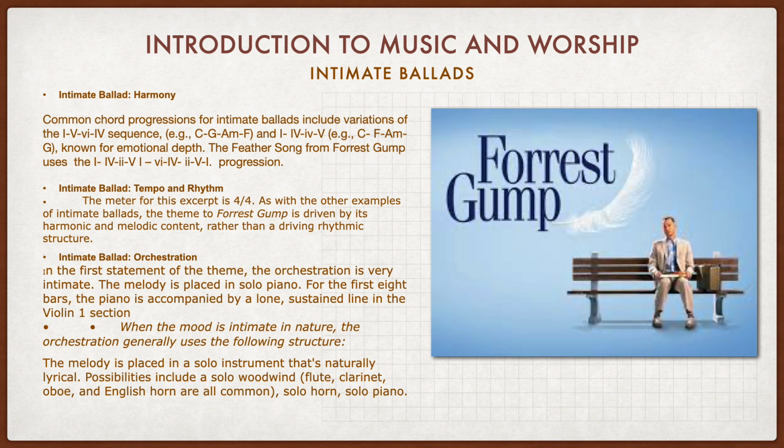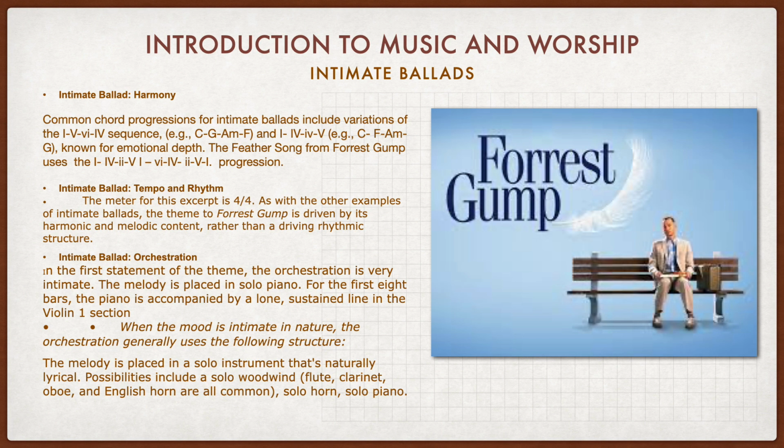The tempo and the rhythm are medium to slow, and the meter is usually 4/4 for an intimate ballad. In the orchestration of this excerpt, the melody is placed in the solo piano. For the first 8 bars, the piano is accompanied by a lone sustained line in the violin section. When the mood is intimate in nature, the orchestration usually uses the following structure.